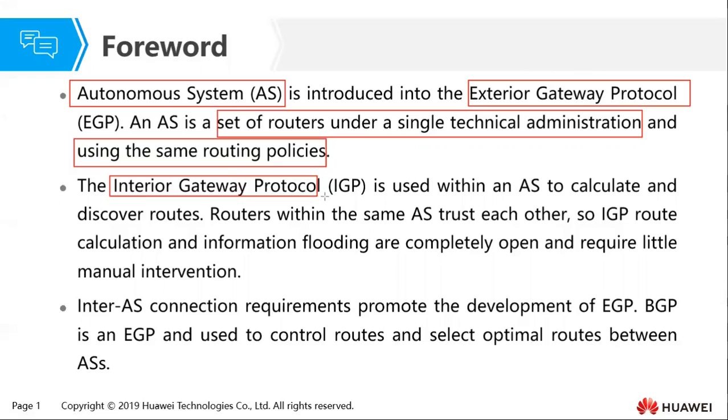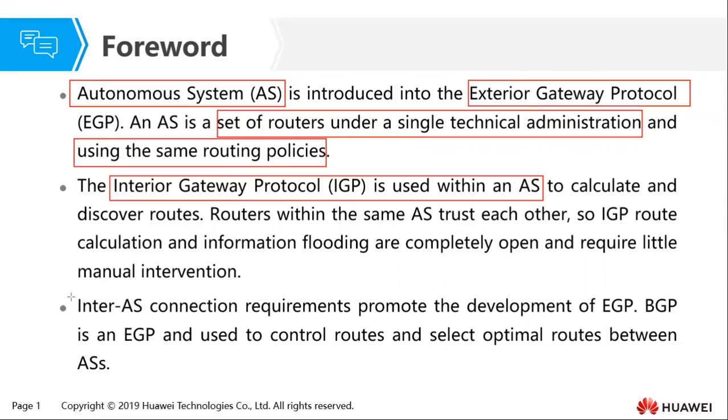An IGP is used within an autonomous system to calculate and discover routes. So routers within the same autonomous system trust each other. IGP route calculation and information flooding are completely open and require little manual intervention, as we saw with both OSPF and ISIS. Neighbors can be discovered and established automatically, and routes can also be shared. But it's a little bit different when it comes to BGP.